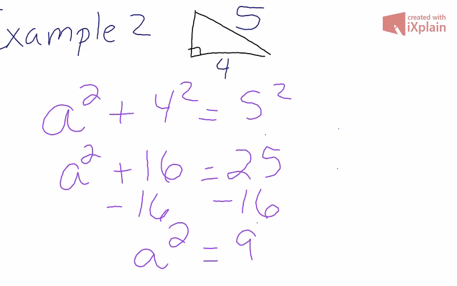The last step we do is we take the square root on both sides. Again, we would put in the plus or minus sign, but because it is a length, we don't use the negative. So the value of a is 3.